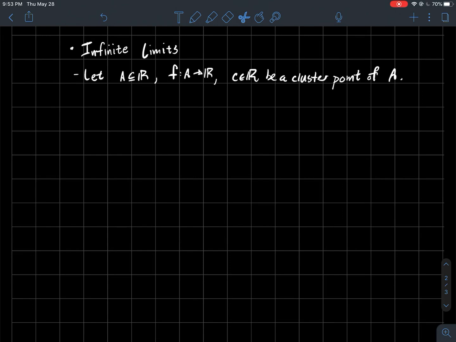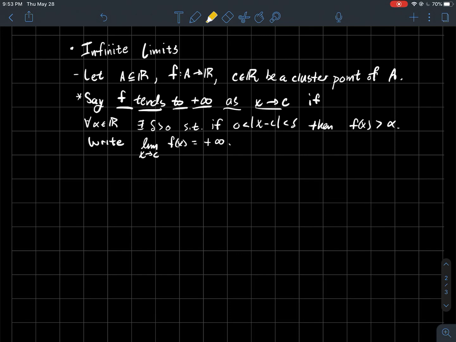This is a video on infinite limits of functions. So the first thing we'll start with is what's like our usual setting for this stuff. We've got some domain A, that's a subset of the real line, and we've got some function whose domain is A. And let's say c is some real number that's a cluster point of that set A.